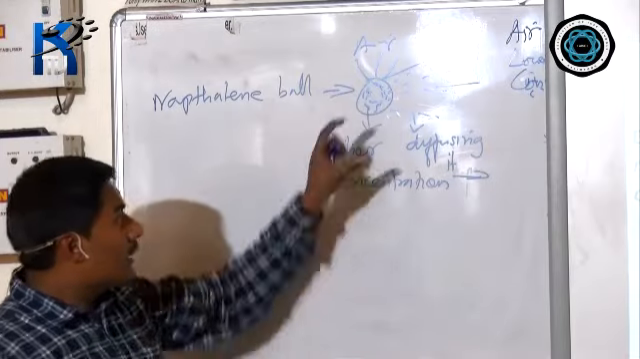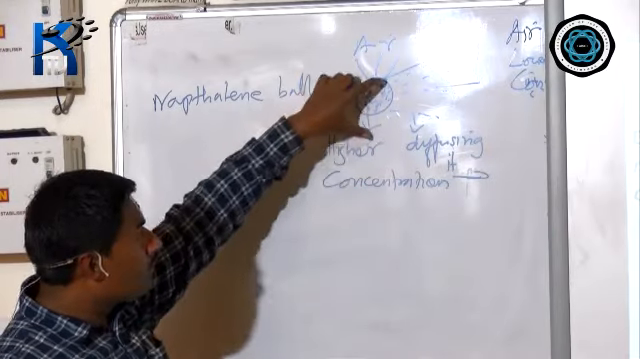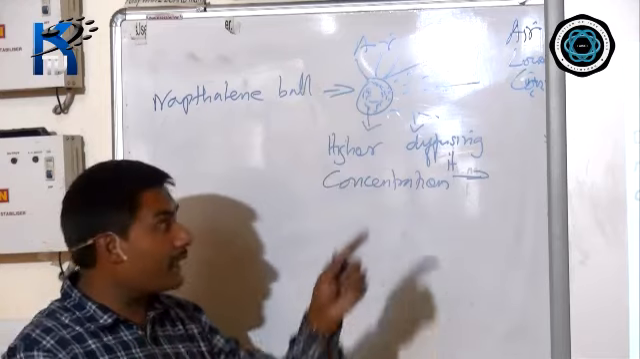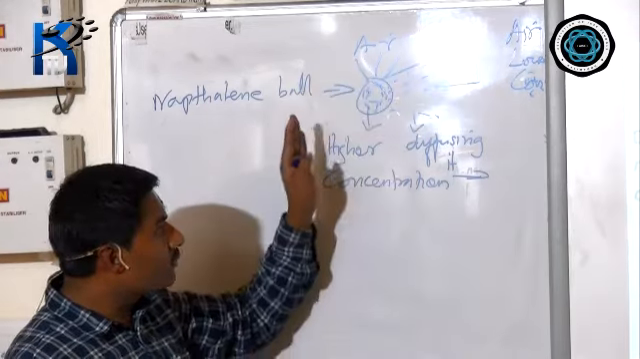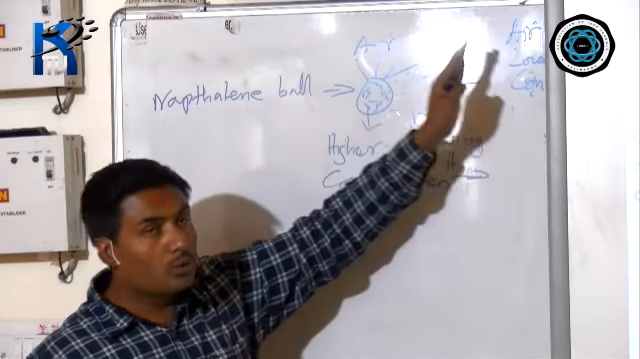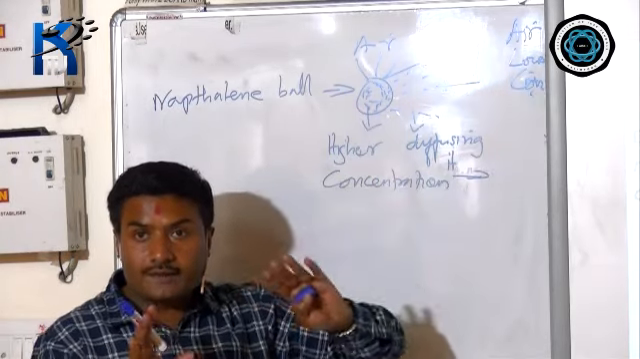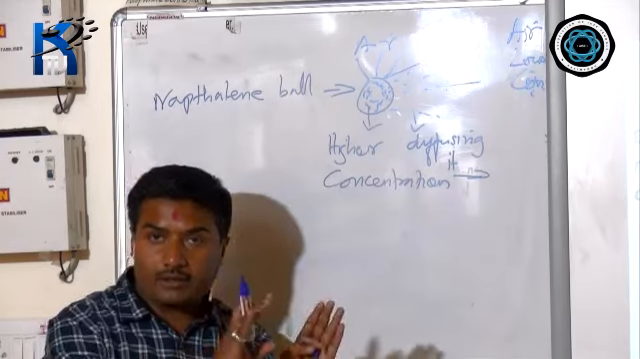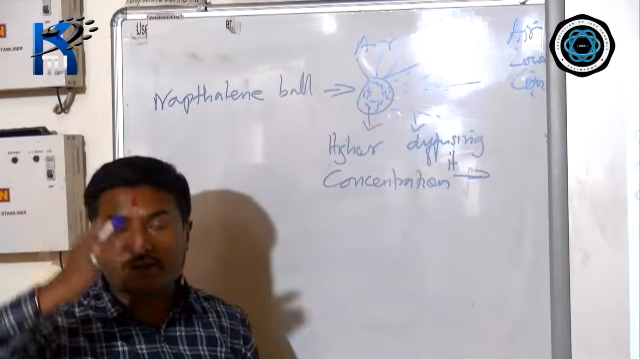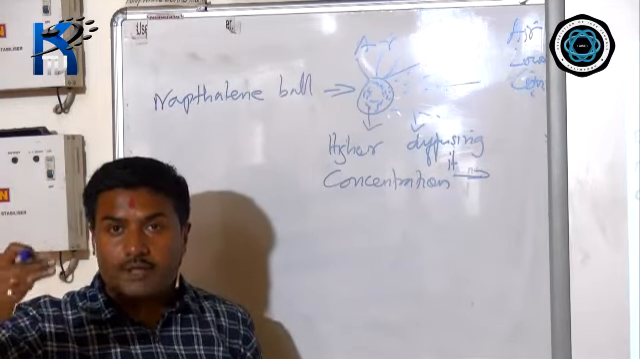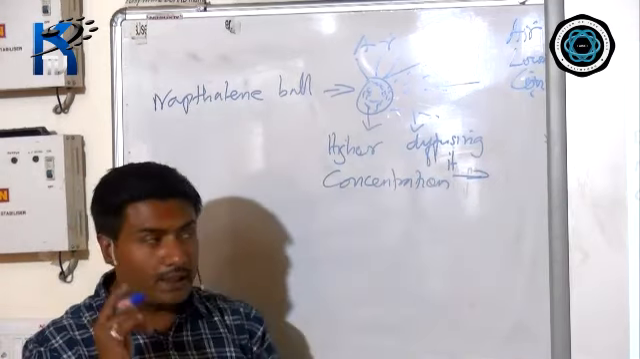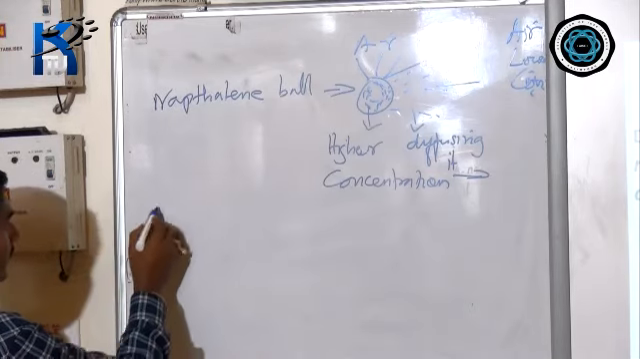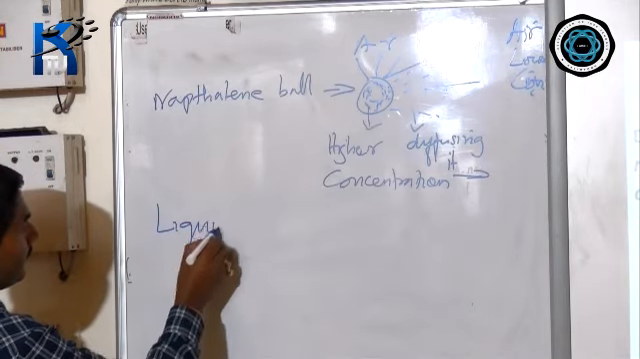Okay, so camphor, you have taken a naphthalene ball. You opened it from the packet. Slowly the molecules start diffusing. Molecules are moving from the higher region to the lower region. So here what do you see? The movement of molecules from higher concentration to lower concentration. This type of movement of molecules, you call it as what? Diffusion.